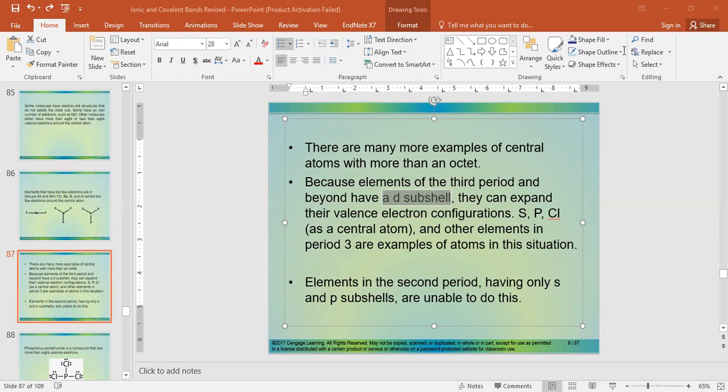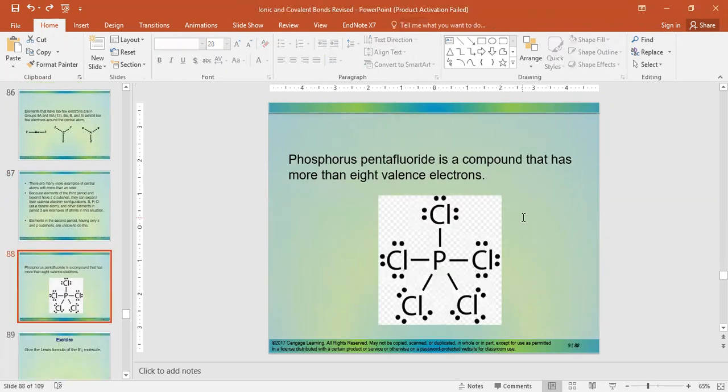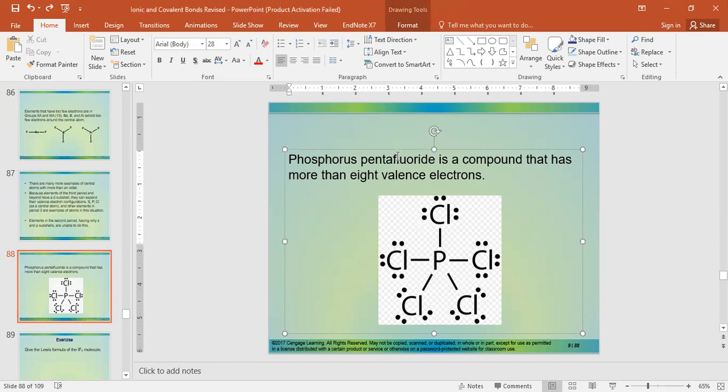Now, if you look at this compound that I'm showing you here, students, this is phosphorus pentachloride. Pentachloride, not fluoride. We just make a simple correction here.